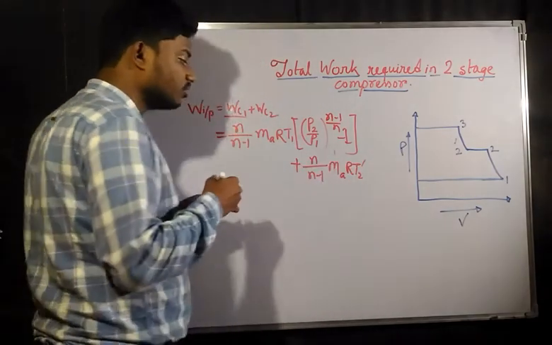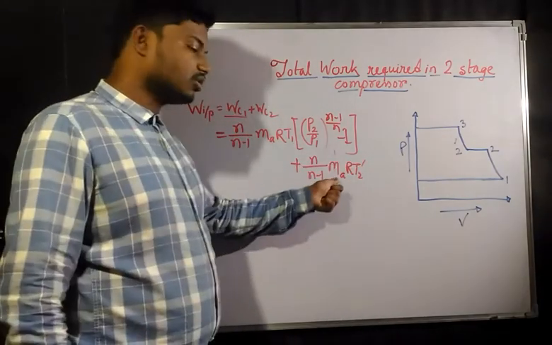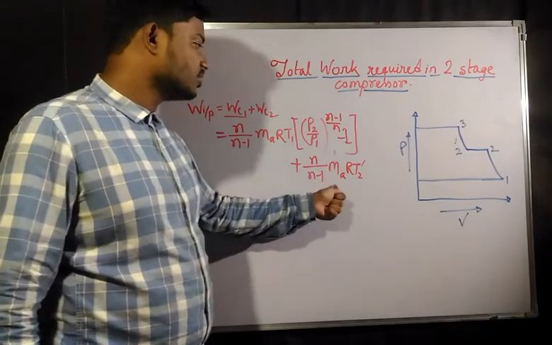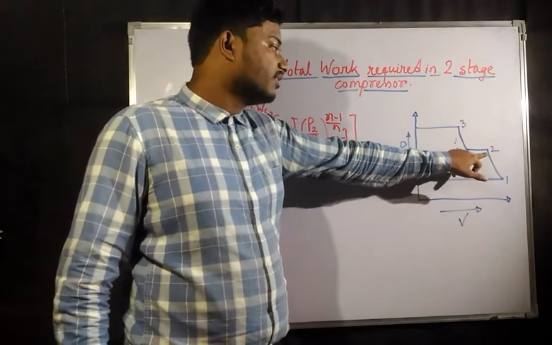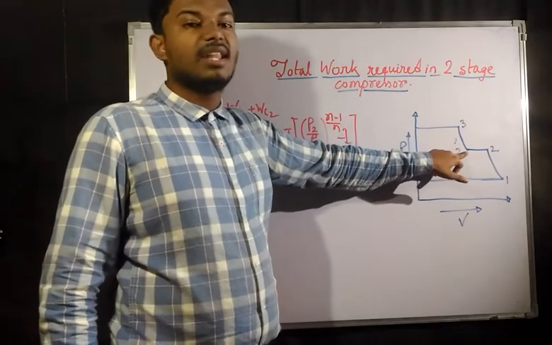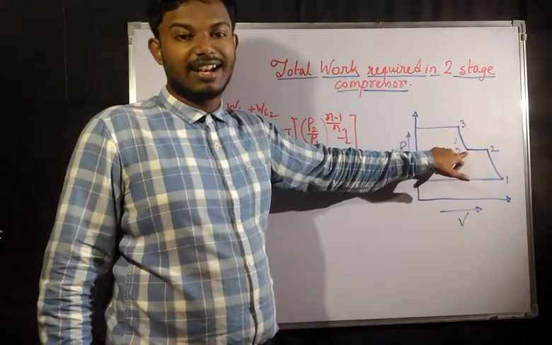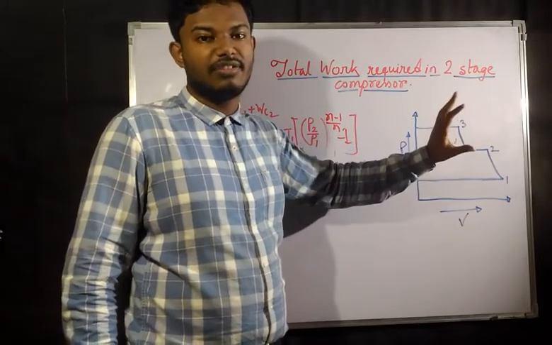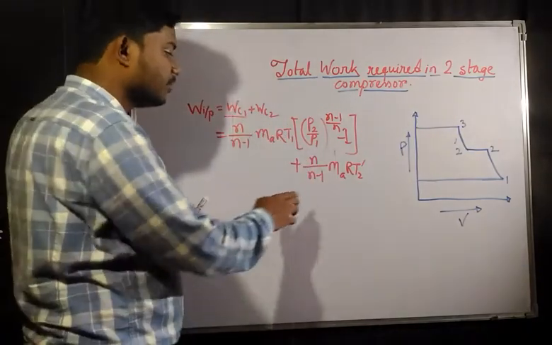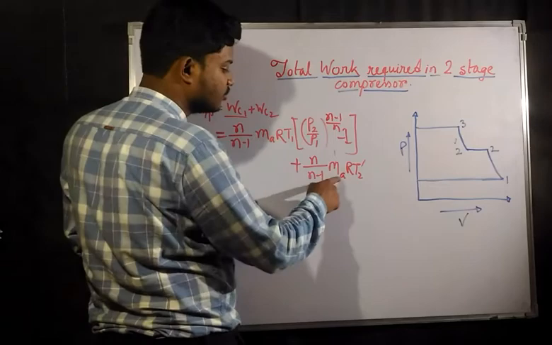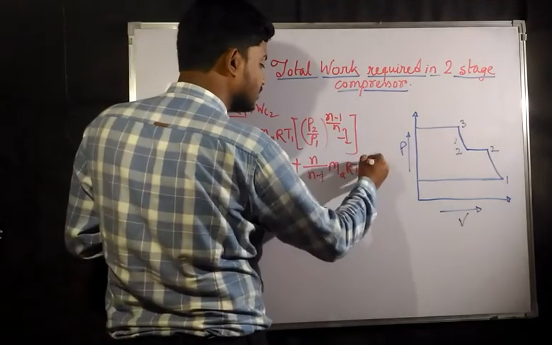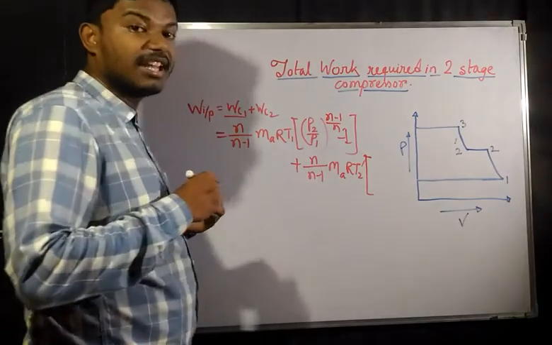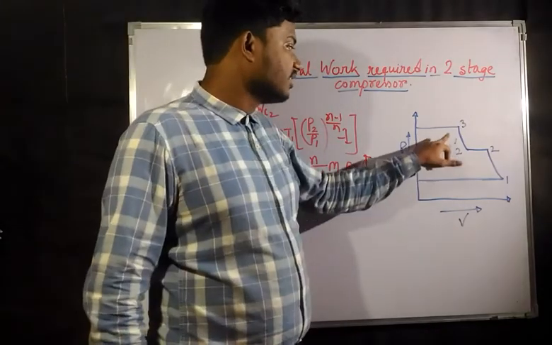Now m_a is going to be constant. It is not going to change, because after the first compressor the air passes through the intercooler and reaches the inlet of the second compressor. So whatever the mass of air is, it is not going to change, but the initial conditions are going to change. So m_a into R into T2 dash, multiplied by the pressure ratio. Now what is going to be the second pressure ratio?